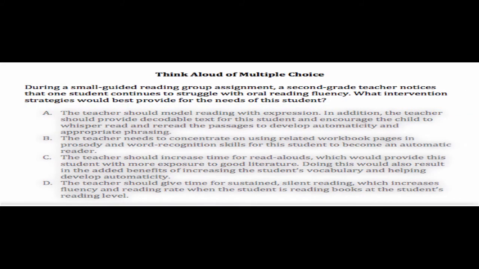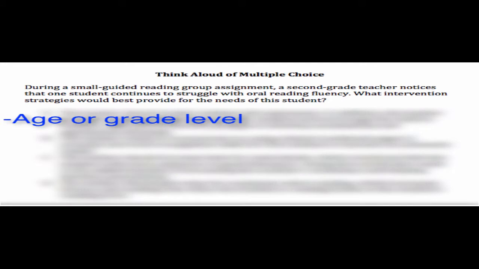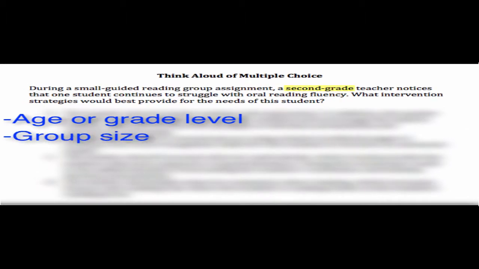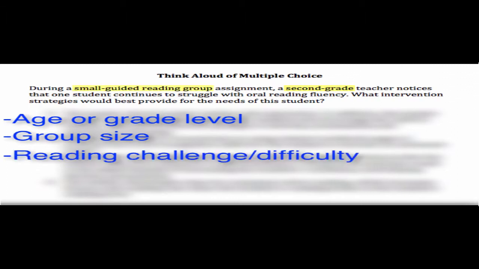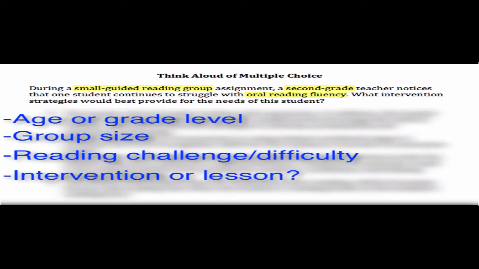So when I am highlighting keywords or phrases, I look for age or grade level of students. So I notice that this is a second grade classroom. I also look to see whether it's whole or small group, and I notice that it's a small guided reading group. I also look for the reading challenge or difficulty that the student's having, and it says that they're struggling with oral reading fluency. And then I'm looking to see if they're looking for an intervention or a lesson, and I notice that it says what intervention strategy. So the fact that it's looking for more than one strategy.